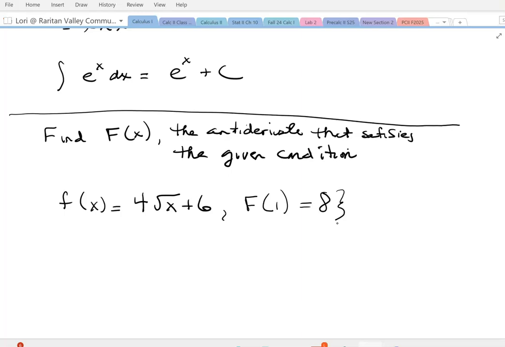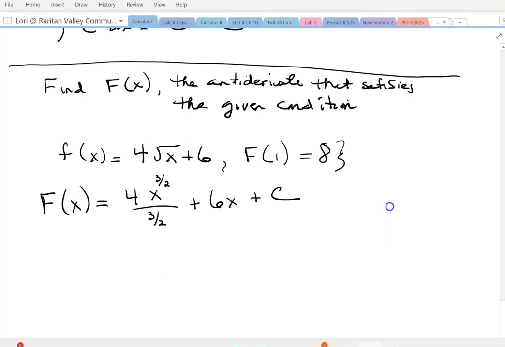So going back to our original notation, capital F of x, well, I need to take the antiderivative of 4 x to the 1/2. So remember that one becomes 3/2, divided by 3/2, or multiplication of 2 over 3, if you remember that. And then I need my 6x. And you need some value c. So we got to clean this up before we move forward. So we'll clean it up over here.